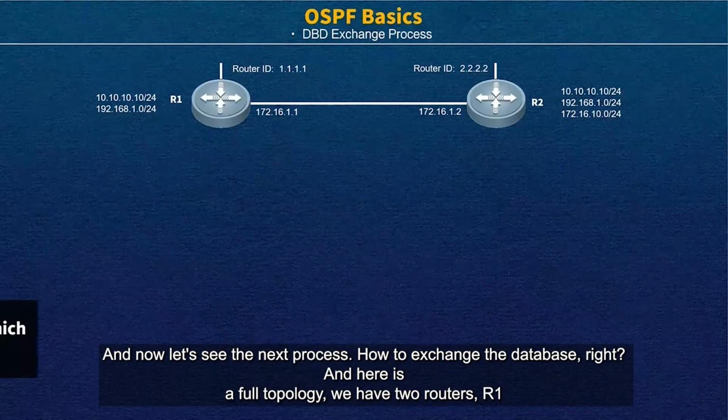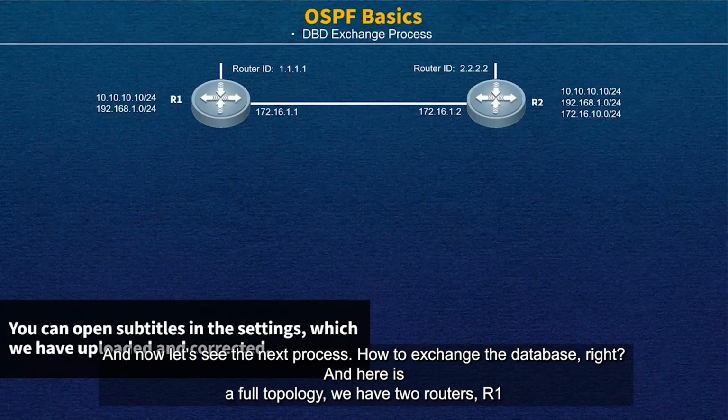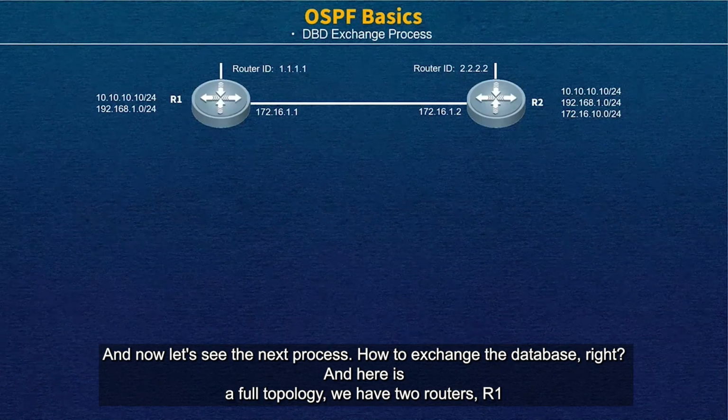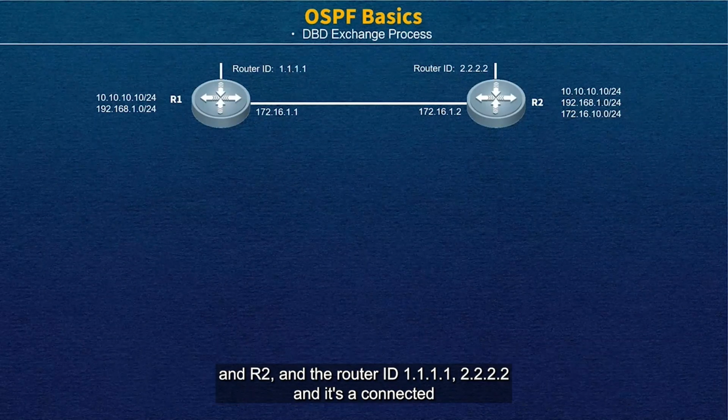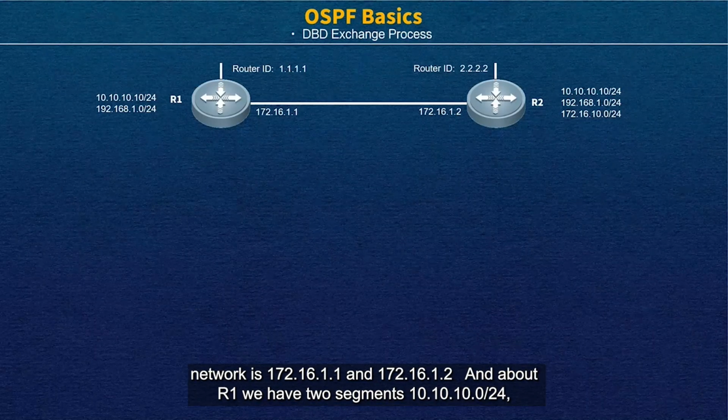And now let's look at the next process, how to exchange the database. Here is the full topology. We have two routers, router 1 and router 2. The router ID of router 1 is 1.1.1.1 and the router ID of router 2 is 2.2.2.2. The connected network between them is 172.16.1.0, with addresses 172.16.1.1 and 1.2. And about router 1, we have two segments.